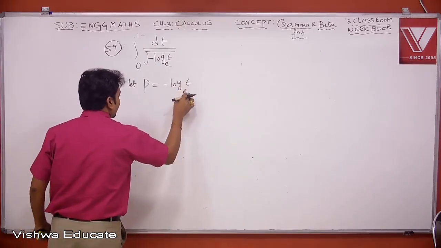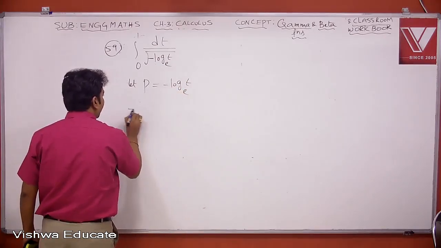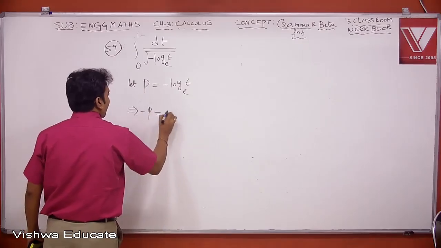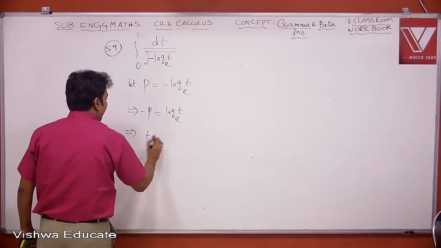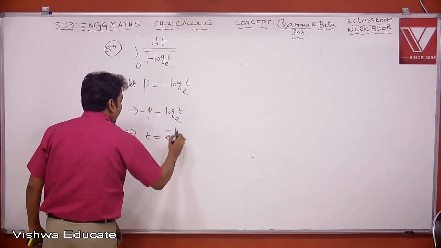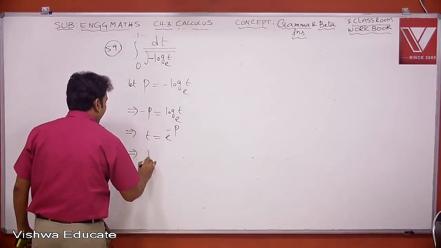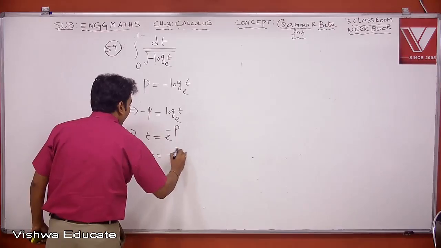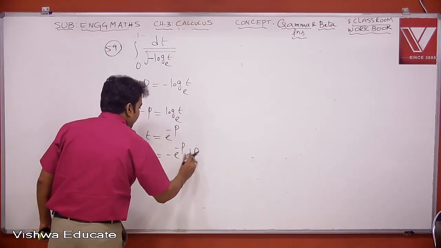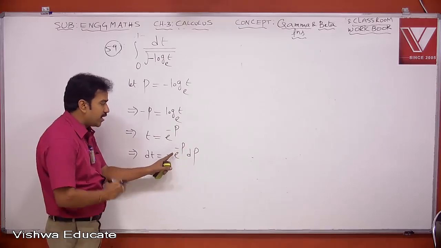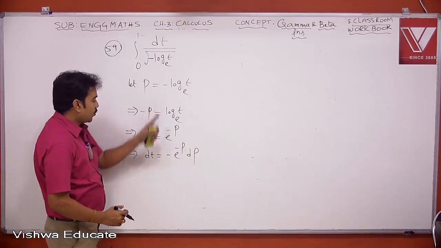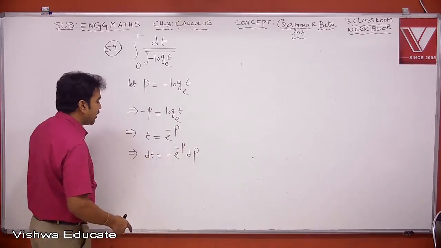When p equal to minus log t to the base e, in this case minus p equal to log t to the base e. This implies the value of t is e power minus p. Therefore this implies dt equal to minus e power minus p dp. Now we got exponential function. So slowly we are reducing to gamma function. So dt is minus e power minus p dp.